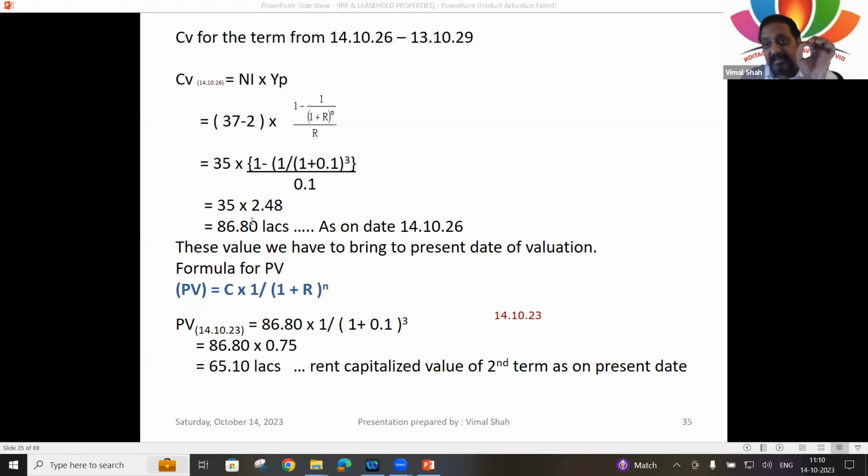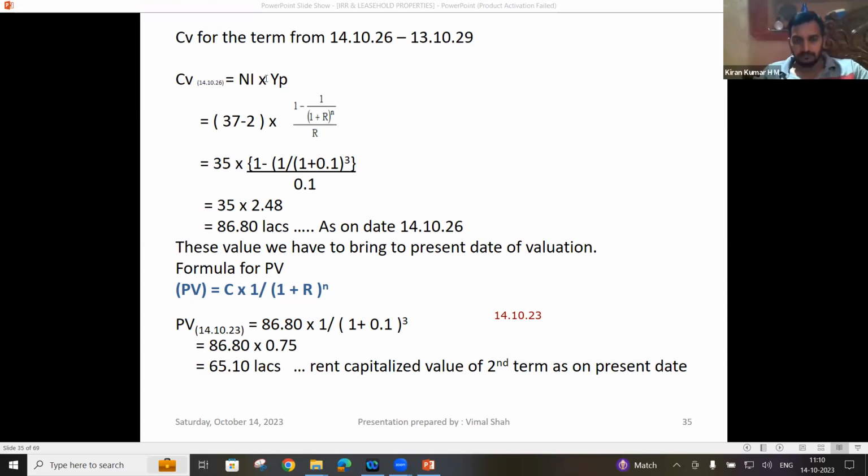He is getting this 86 lakhs in 2026. Is the value of that 86 lakh after 3 years the same as today? No. So you have to bring it to present value.